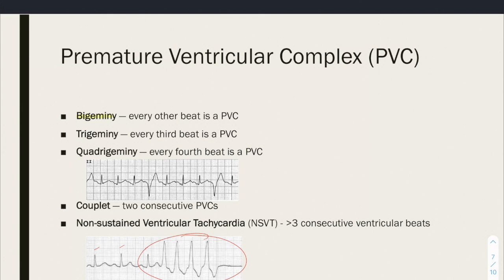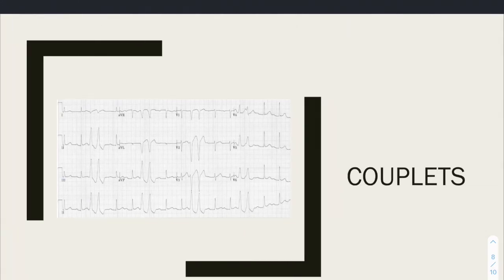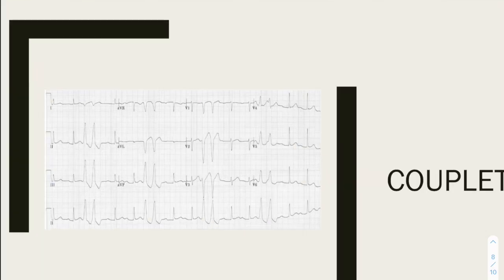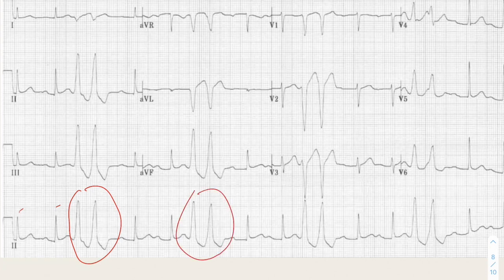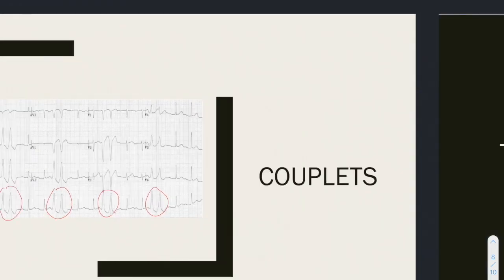And then, since we talked about couplets, I just wanted to show you an example of what couplets look like. So you have 2 normal beats, and then you have 2 PVCs that occur next to each other, and that pattern is repeating, and you can see those 2 PVCs occurring consecutively. That's an example of what couplets look like.